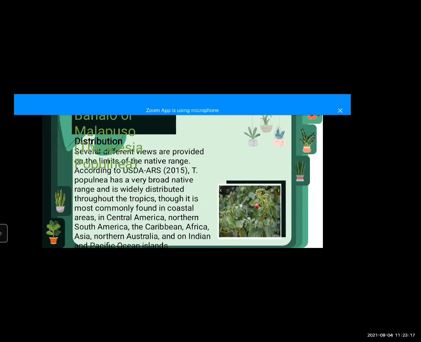Okay, Banalo. Banalo or Malapuso. In scientific name, Thespesia populnea.